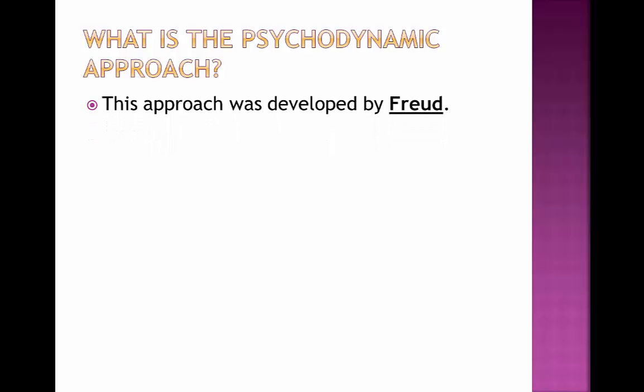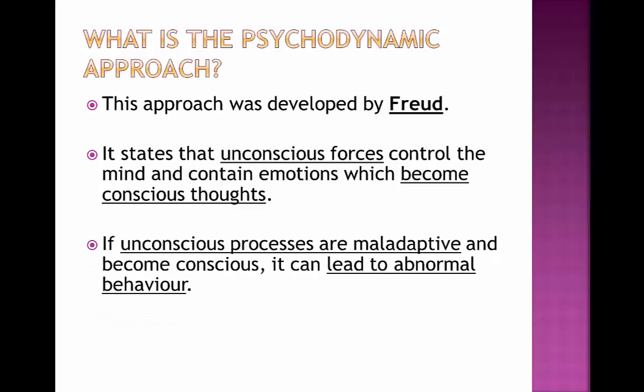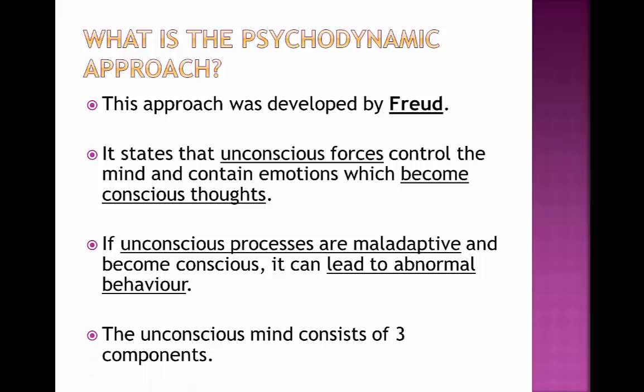This approach was developed by probably the most famous psychologist in all of the history of psychology, Freud, and it states that unconscious forces control the mind, and this contains emotions which can then become conscious thoughts in the future. If these unconscious processes are maladaptive and they do become conscious, it's going to lead to abnormal behavior in the person. The unconscious mind consists of three main components, and we're going to have a look at them now.